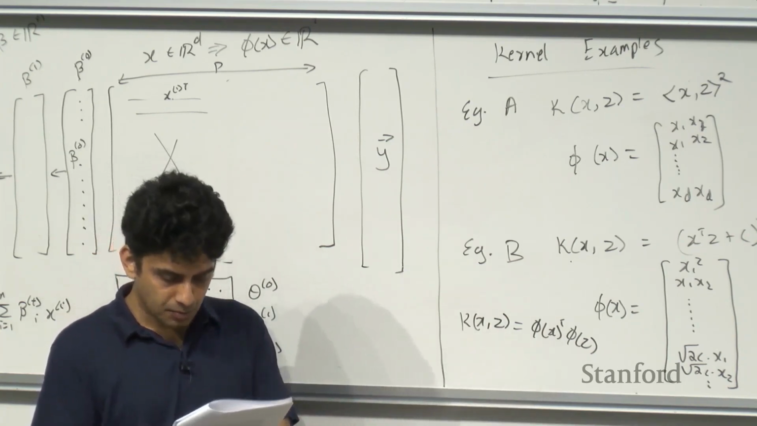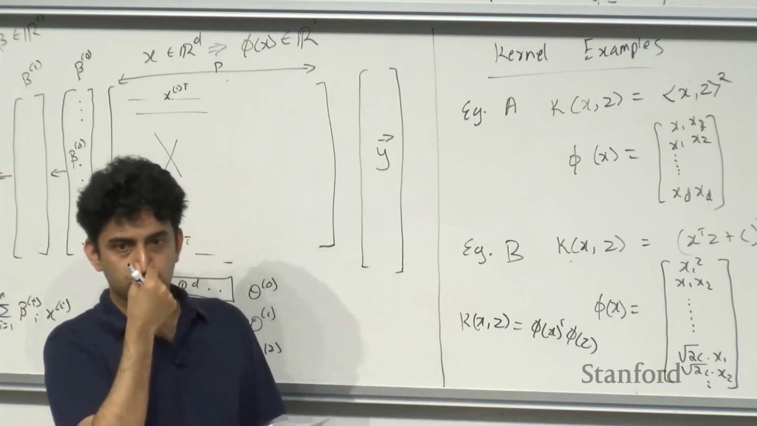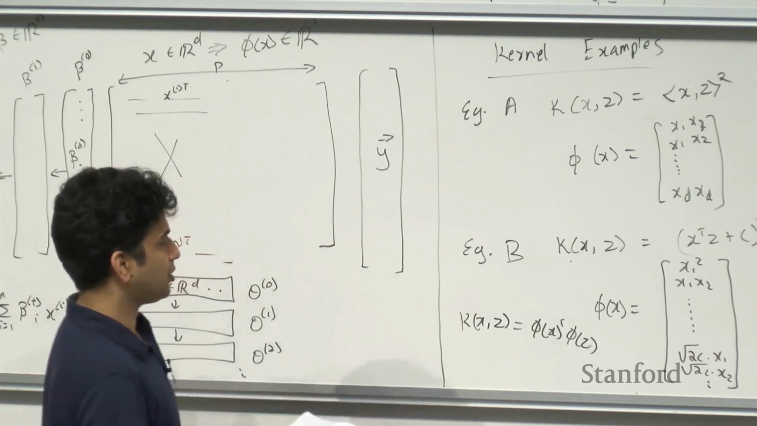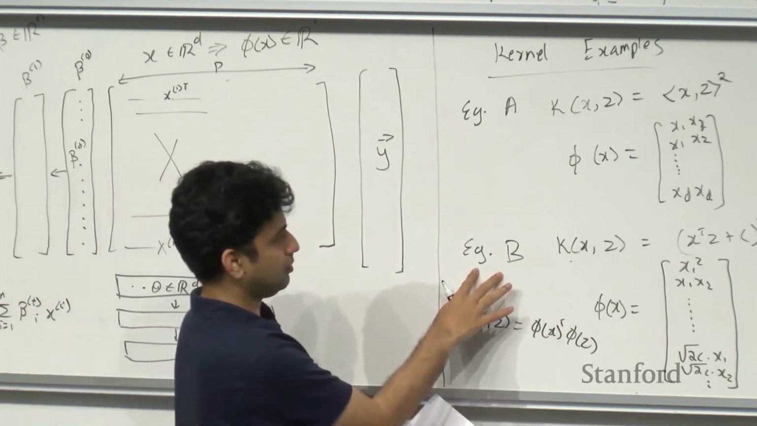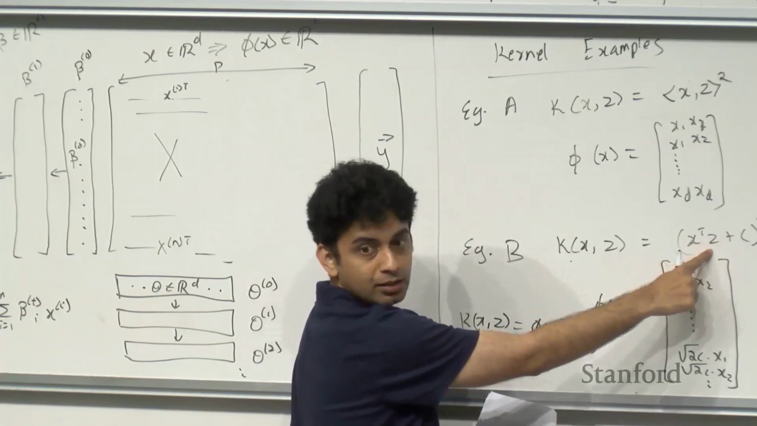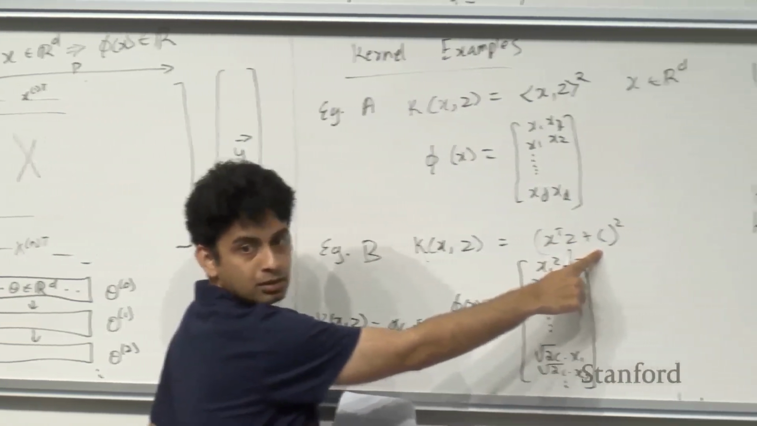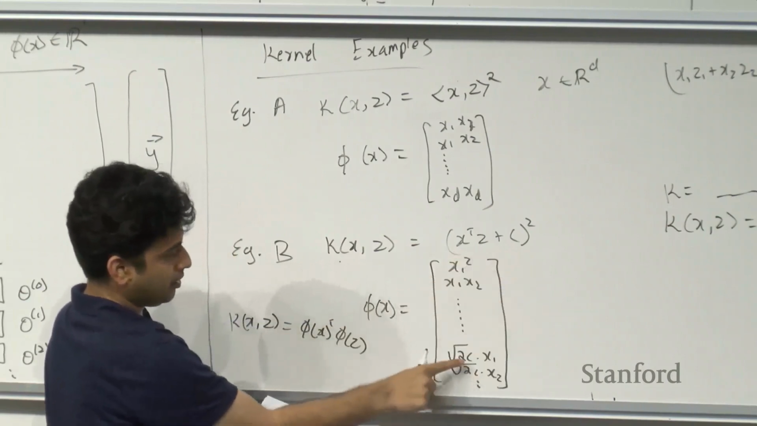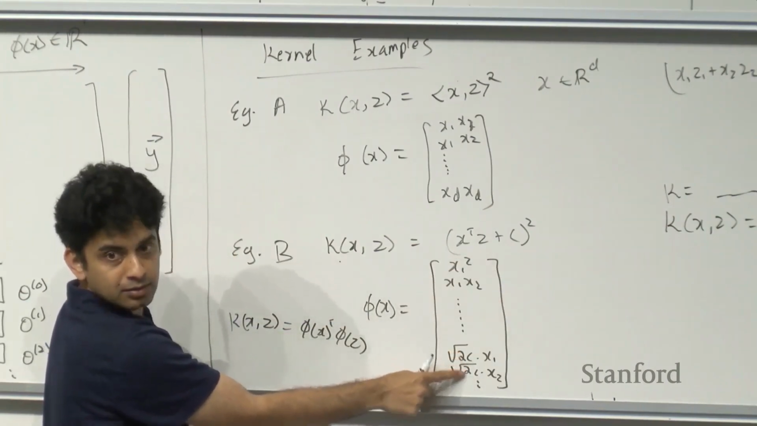And in your example B, I can't read what's written there. I'm sorry. The second set of parentheses squared. This one? Yeah, I have no idea. So this is x transpose z plus c, some constant c, whole square, and that c shows up over here. Thanks. Sorry.